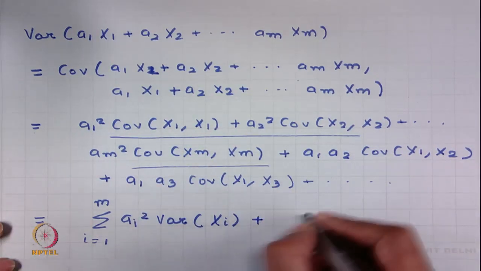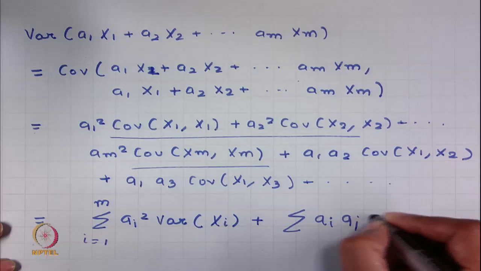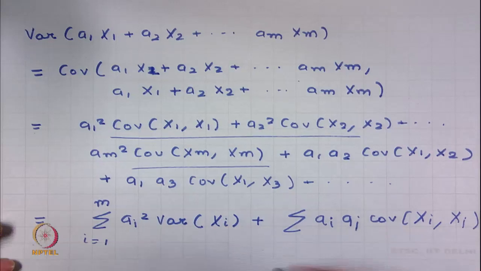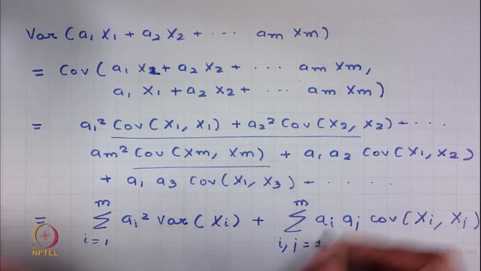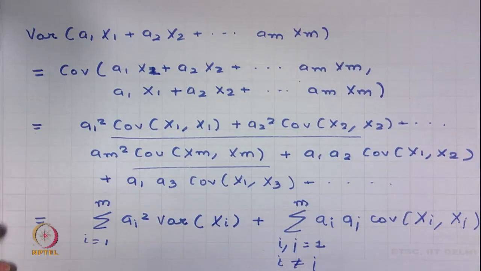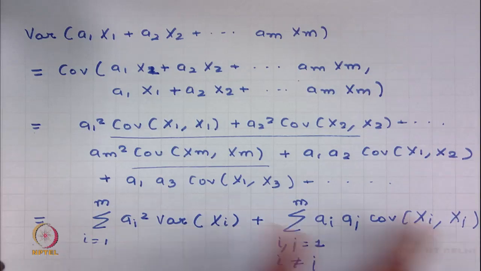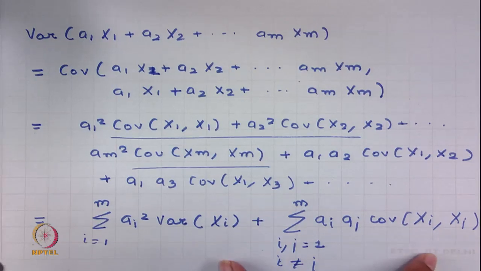Then I have some cross terms. So, ai with aj, covariance of xi with xj, where i and j go from 1 to m, but i is not the same as j, because i same as j has been already collected here. So, I can compact all these terms by using this expression. So, this helps us in computing some interesting quantities.